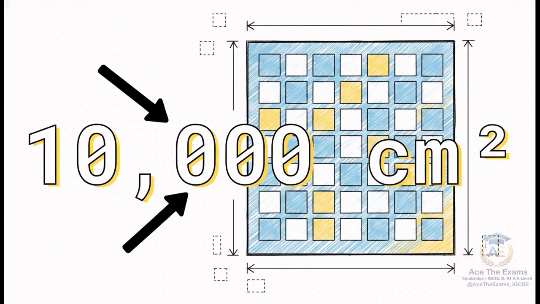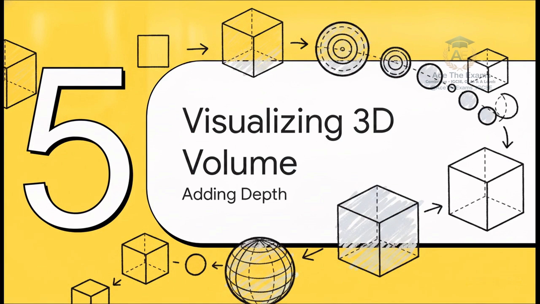Let that sink in. A single square meter doesn't hold 100 square centimeters, it holds 10,000. And why? Because you aren't just scaling a straight line anymore, you are scaling an entire plane. You have to account for both dimensions simultaneously. This is exactly why you cannot simply move the decimal point once when you're dealing with area. It's a massive trap. Which brings us to our final and most extreme dimension, Section 5, Visualizing 3D Volume.